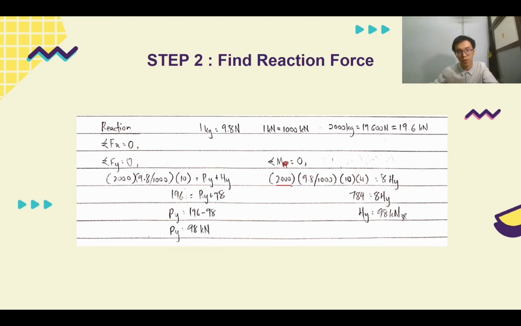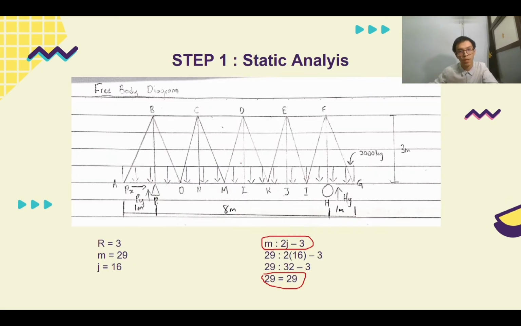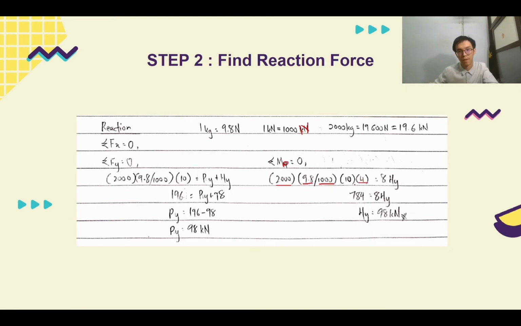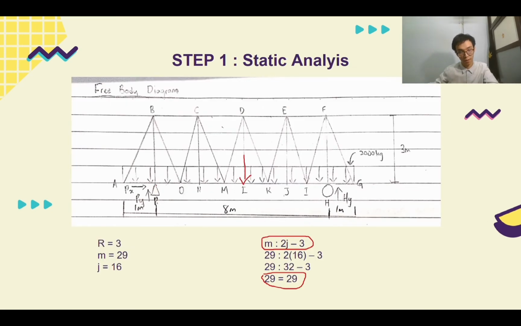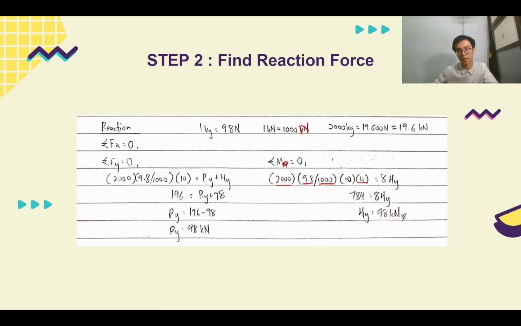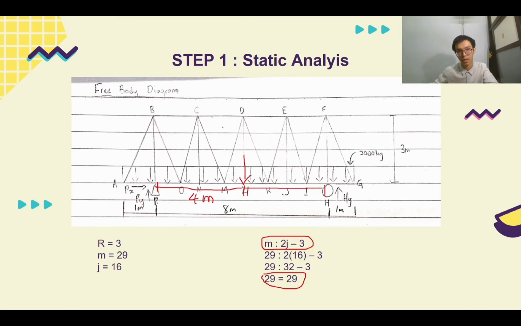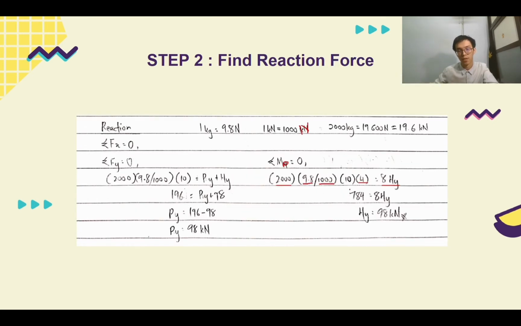Next is 2000 kilogram times 9.8 Newton, divided by 1000 to convert to kilonewton, and times 10, because the 2000 kilogram is a distributed load. So we use the middle point of the load. And then the times 4 is the distance of the member. So from P to here, there is 4 meters. So we can find that it equals 8Hy. The Hy is another 4 meters, which is 8 meters. So from the calculation, we know that Hy is equal to 9.8 kilonewton.